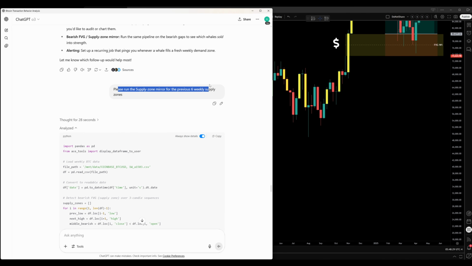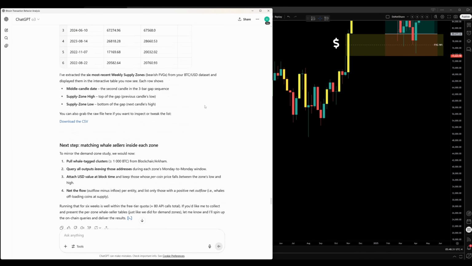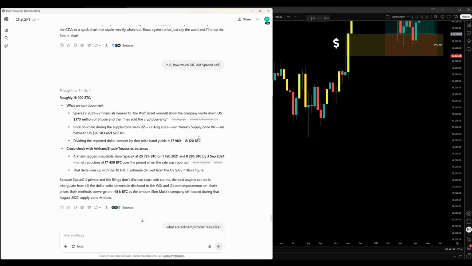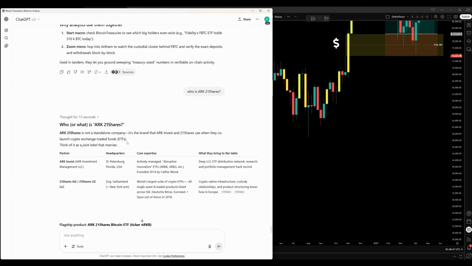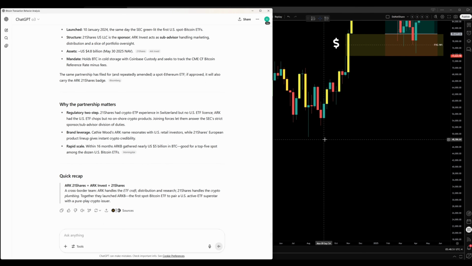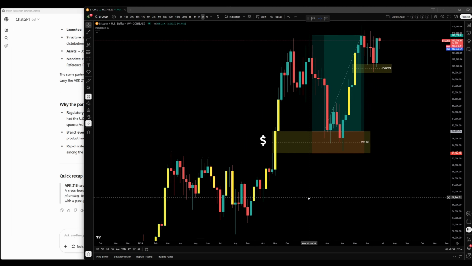You can run the same kind of analysis for supply zones, and you will see things such as SpaceX's treasury sold a bunch of BTC. They lost about $373 million when Elon Musk's SpaceX sold its Bitcoin. There's a lot of information here. There's a lot of analysis that you can do. And I go into a lot more detail in my private mentorship.